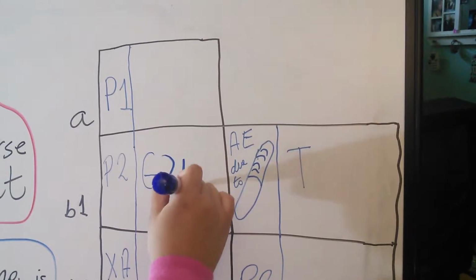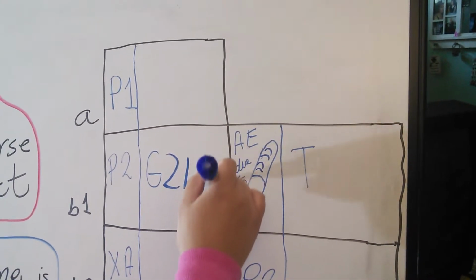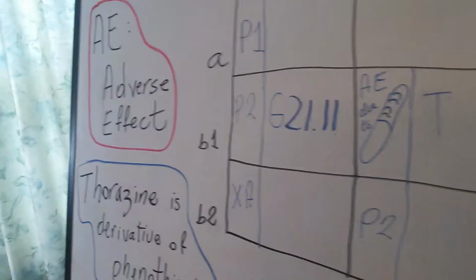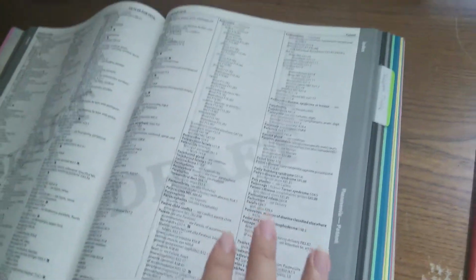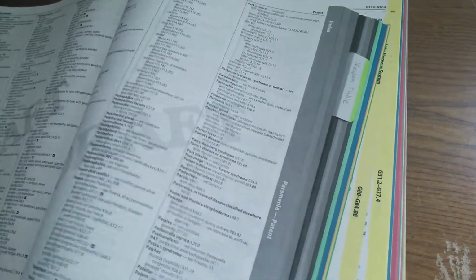G21.11. Okay. Now we have to check that in the tabular. All these steps are explained in the path. So if we're going too fast or you get lost somehow, you just check the path.